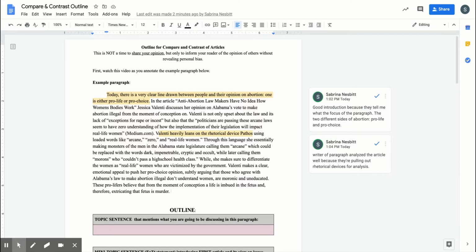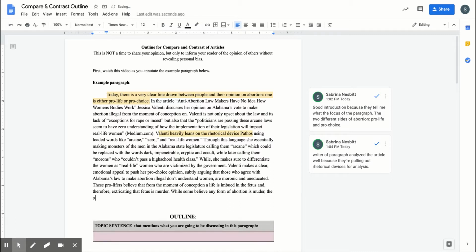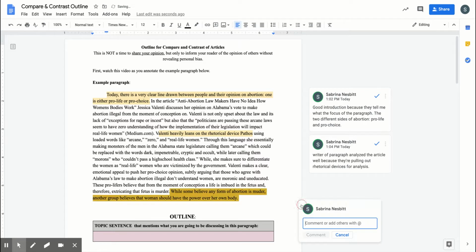You then need to insert a transition phrase or sentence along the lines of, while some believe any form of abortion is murder, another group believes that the woman should have the power over her own body. So this is a transition phrase that lets me, as the teacher who's reading this, know you're about to talk about the other side of the issue, which is pro-choice. So you need to have a transition phrase.